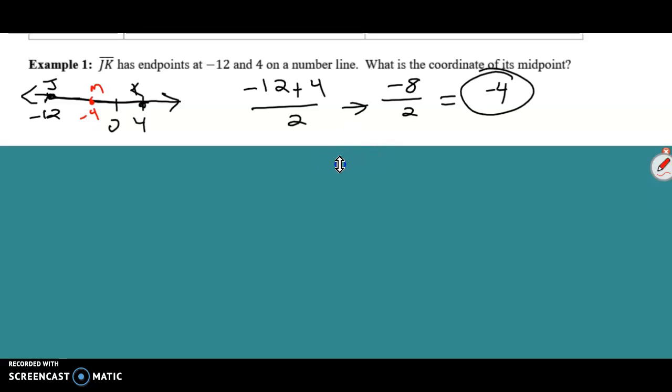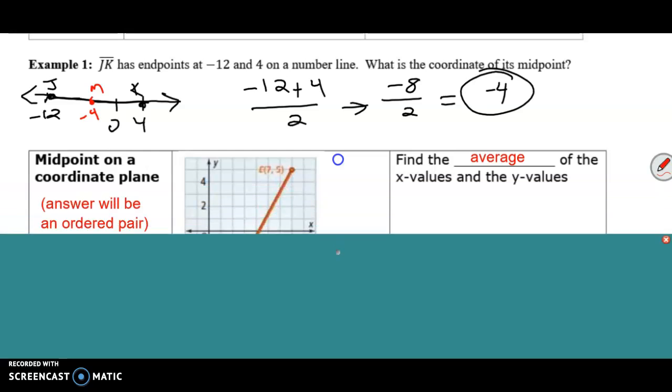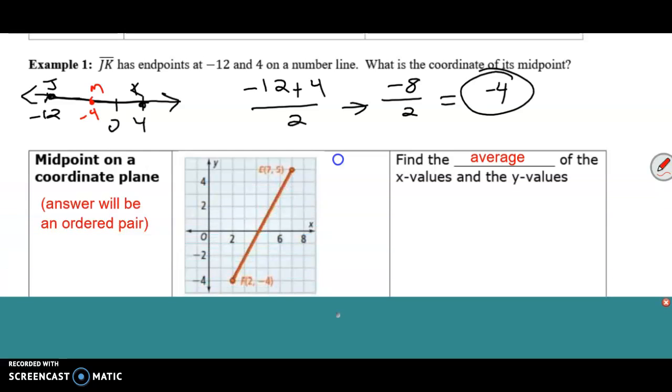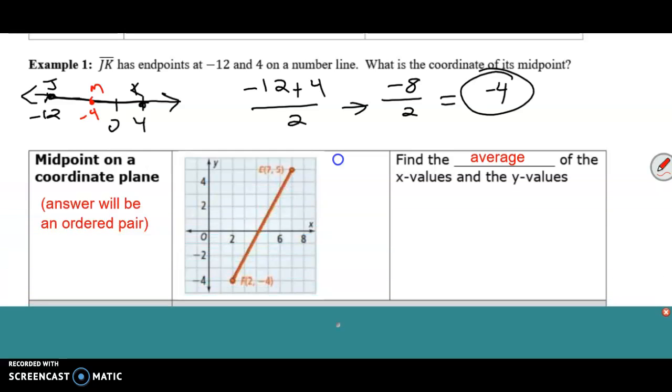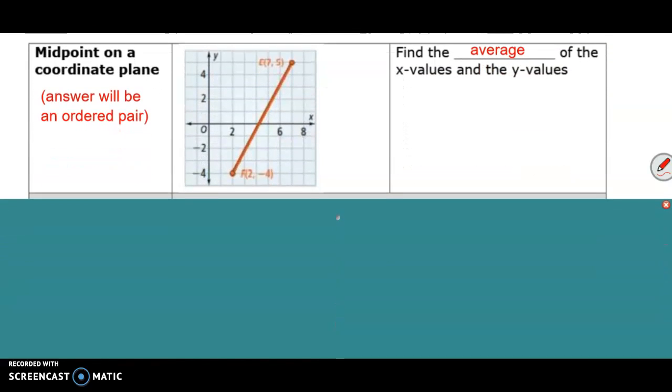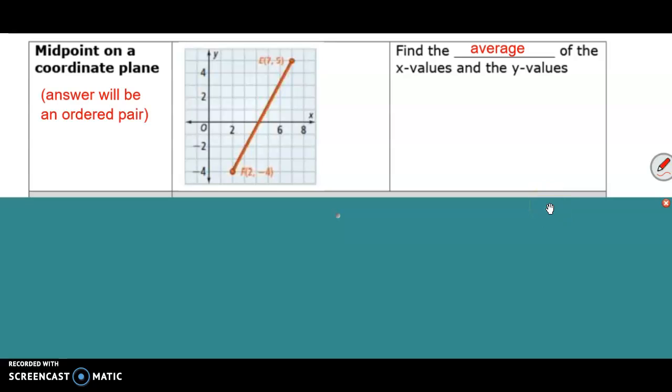All right, now what if we're in a coordinate plane? So if you're in a coordinate plane, your segment might go diagonal. And so you need to figure out where that midpoint is going to be. And in a coordinate plane, your endpoints are going to be ordered pairs. So E here is the ordered pair 7, 5. F is the ordered pair 2, -4. And your answer for the midpoint is also going to be an ordered pair.